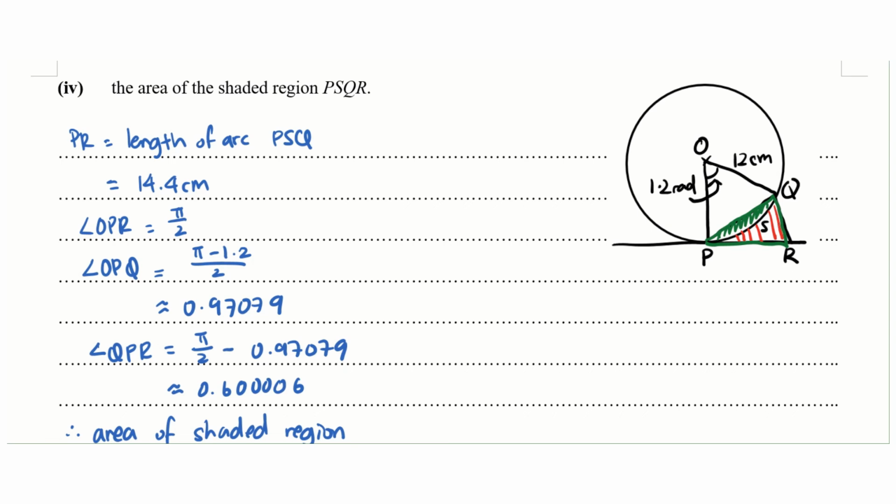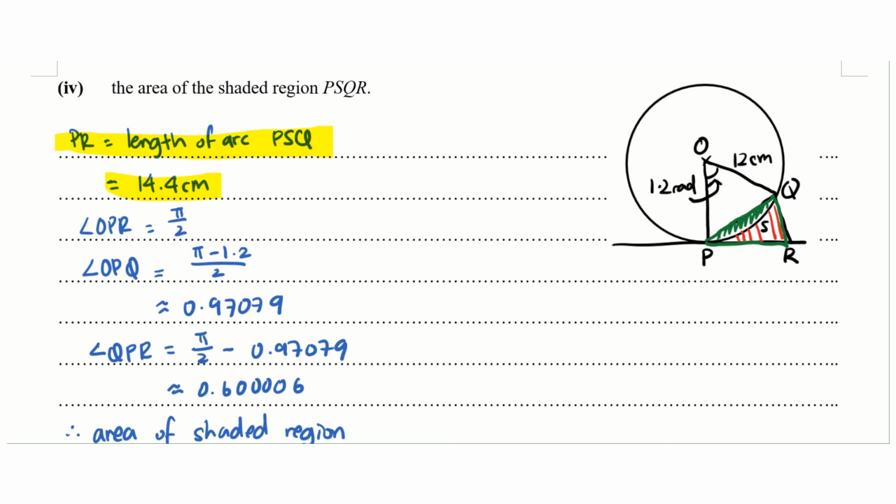As mentioned earlier in the question, there was important information that says PR is of equal length to the arc PSQ. Earlier on we found that the length PSQ is 14.4 cm, and that is going to be very helpful.